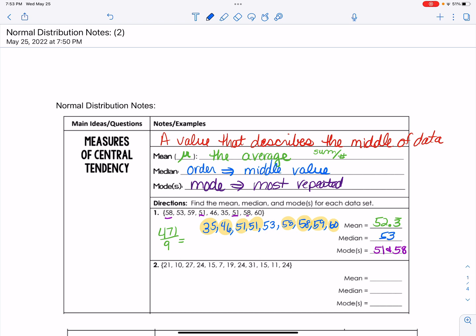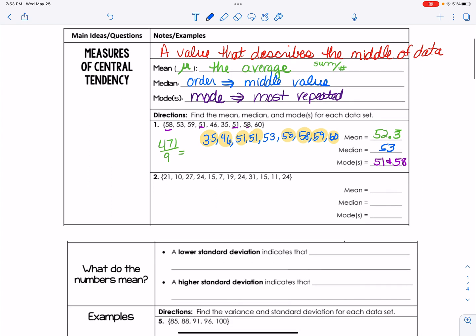Okay, so what I would like you to do right now is pause, and do the mean, median, and mode on this one. And I'm going to write down the answers, and then you can check them. So pause, please, and try this.